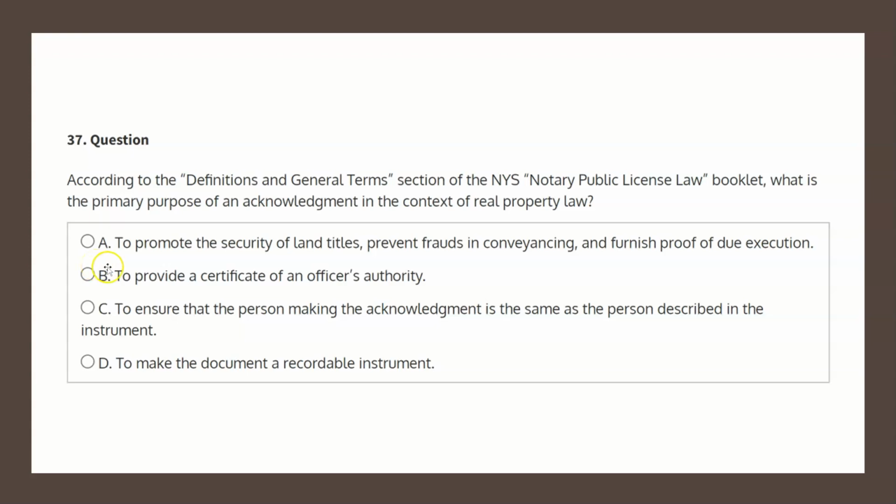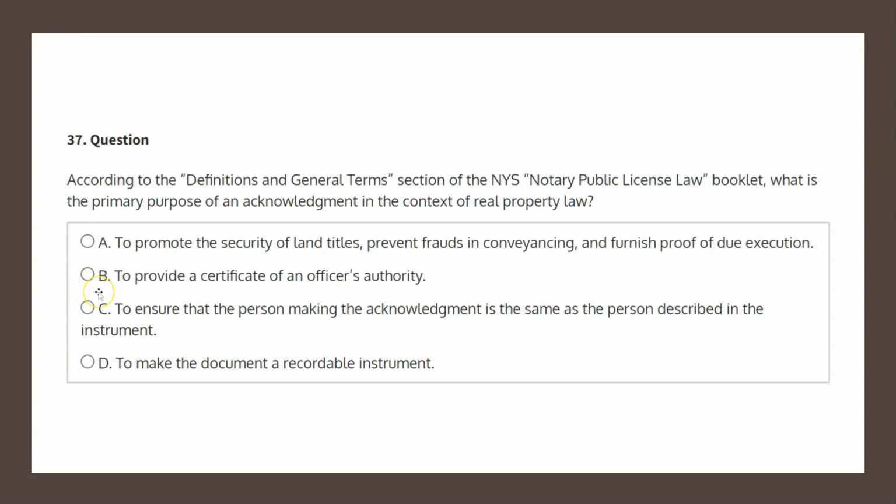Choice A states to promote the security of land titles, that's one, prevent frauds in conveyancing, that's two, and furnish proof of due execution, that's three. And that's exactly what we just read from before. But before we mark this as the correct solution, let's have a look at the other three choices just to be certain.